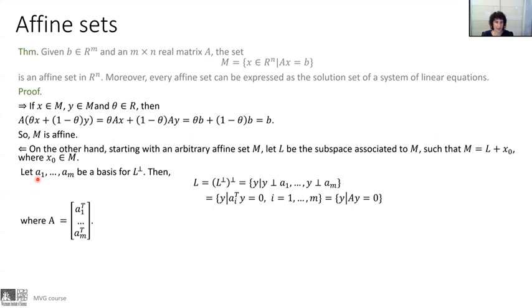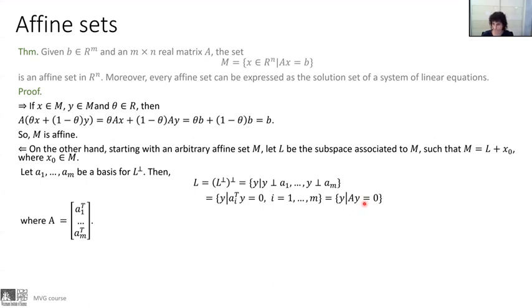It's easy to say the following. Let A1 to Am be the basis of L perpendicular. Then it's clear that we can write L as the perpendicular of L perpendicular, which is actually all the vectors that are perpendicular to A1 through Am, okay? And in shorthand, if we take all these vectors and put them in rows like here, we can say that L is actually all the y's such that Ay is equal to zero, right? Is this clear?